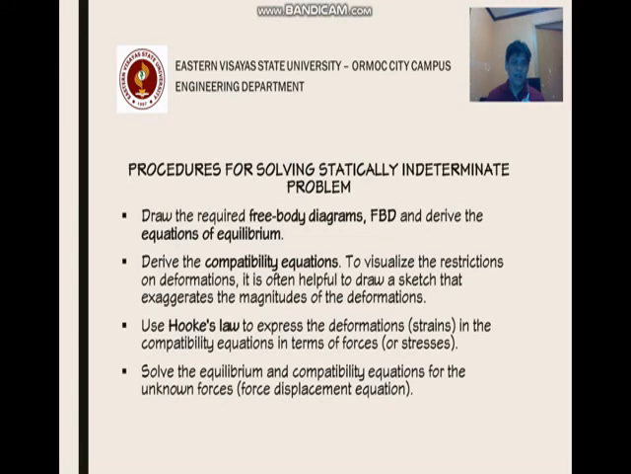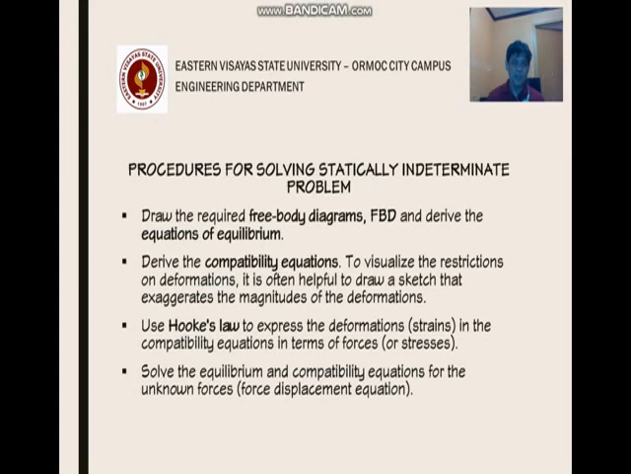And then the second step is to derive the compatibility equations. To visualize the restrictions on the deformation, it is often helpful to do a sketch that exaggerates the magnitudes of the deformations. Although in reality, deformations are so small that it's very difficult to see, so you have to draw an exaggerated sketch for you to be able to see the deformations. And you will now be able to determine the relationships of the deformations.